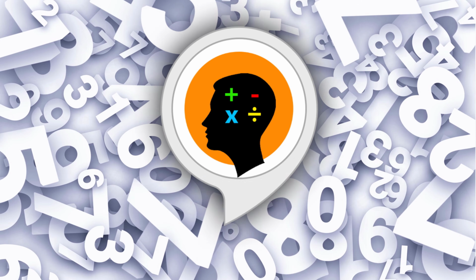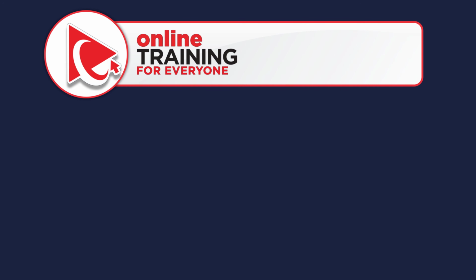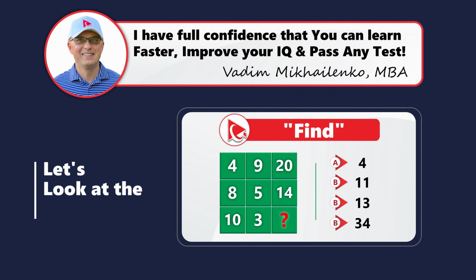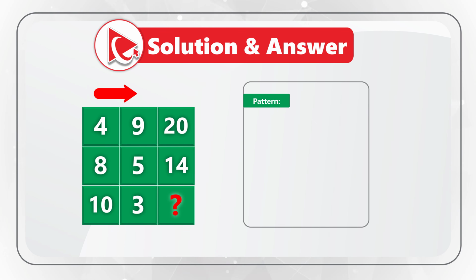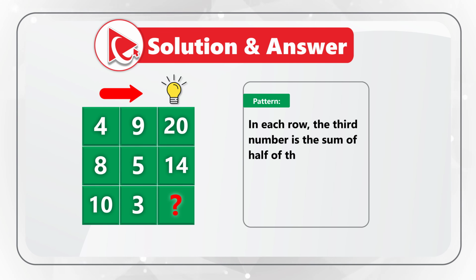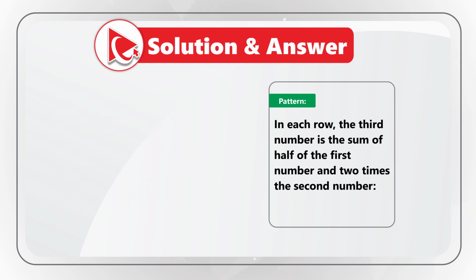I hope by now you have a good understanding of the problem and maybe pause this video trying to solve it, because on my end I'm moving forward to share with you my version of the solution. And obviously if you have a better way to solve it, please make sure to post in comments. The pattern here is that the manipulation with the left and the middle number calculates the right column's number. Basically, in each row, the third number is the sum of half of the first number and 2 times the second number. Let's look at the specific calculations.